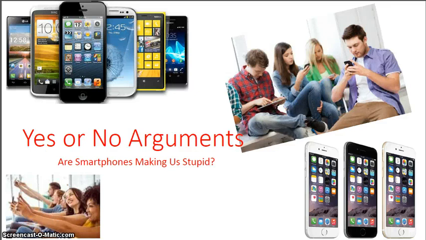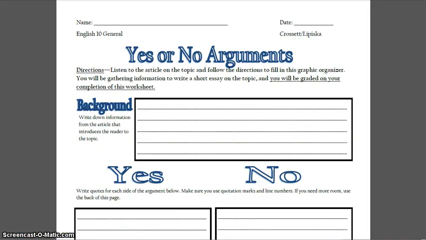For this assignment, you should have two documents in front of you. You should have this article, Yes or No Arguments, Are Smartphones Making Us Stupid? And you should have the graphic organizer to take your notes. The directions: you're going to listen to the article as I read it and follow along, and follow the directions to fill in this organizer.